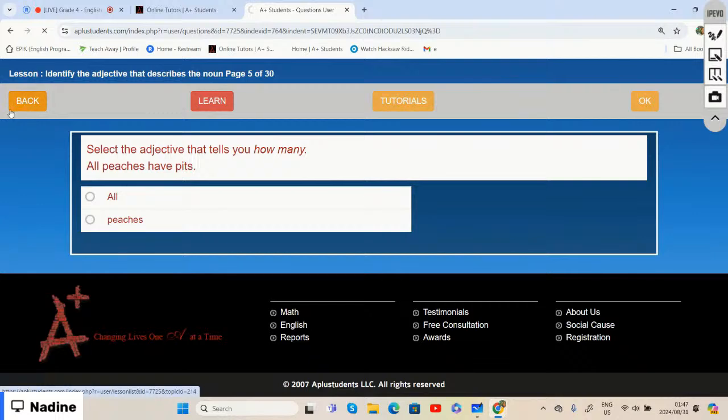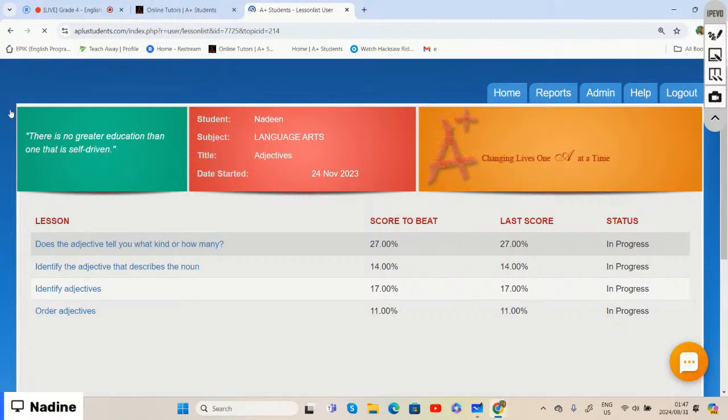All right. So this is the end of our lesson on adjectives. Thank you very much for joining the class. We said adjectives describe, modify, or tell us more about the noun. Some adjectives ask the question what kind, or some will ask the question how many.